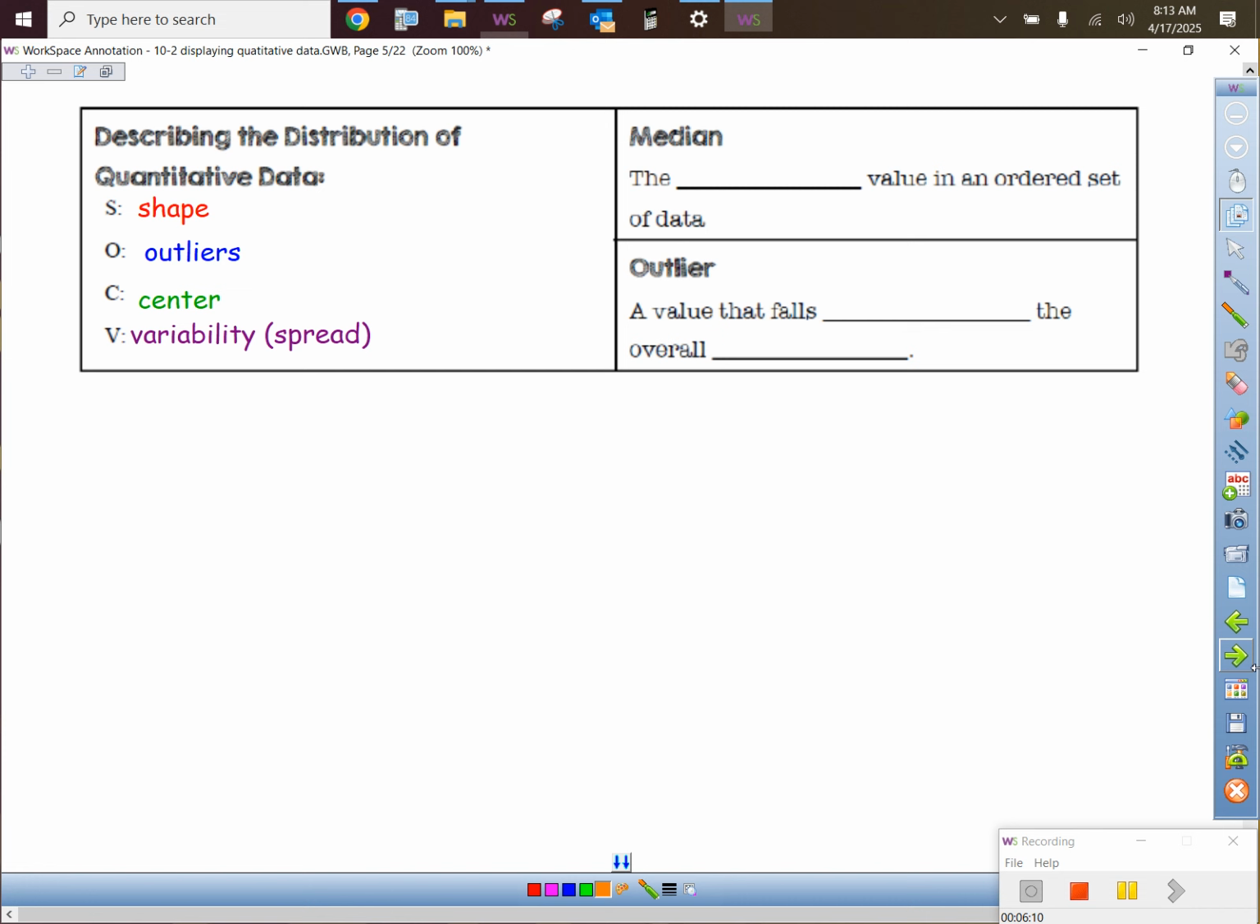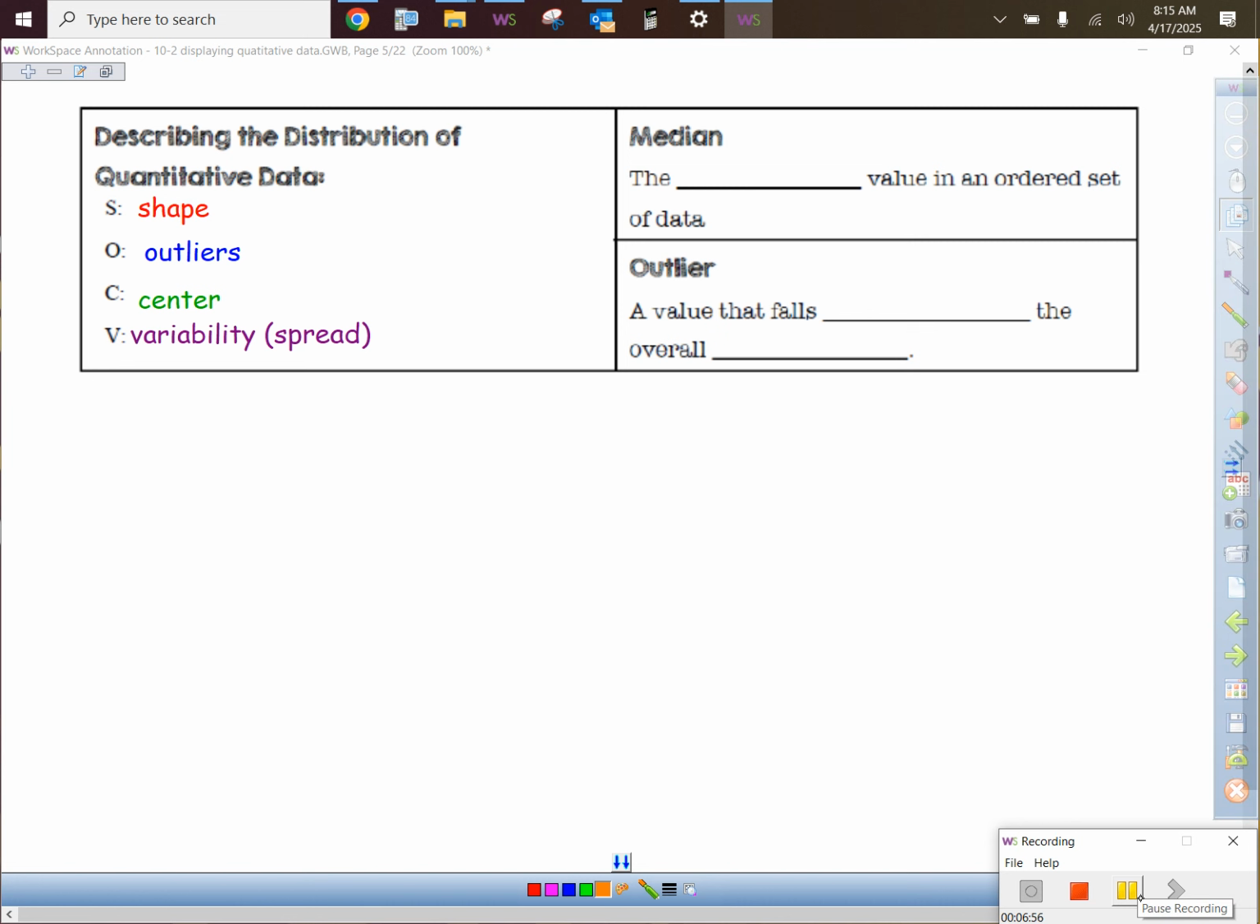Then the outliers is O, outliers. And then the center is for C. And then the variability is the spread, which we'll talk all about in a second. So the shape, the outliers, the center, and the variability, the spread.